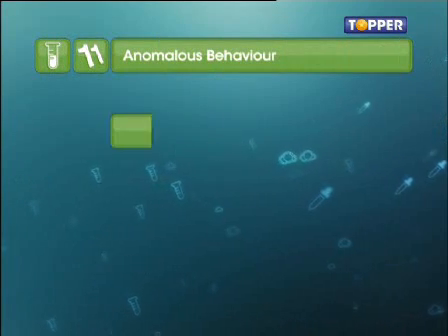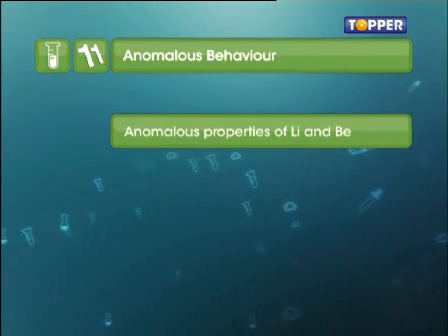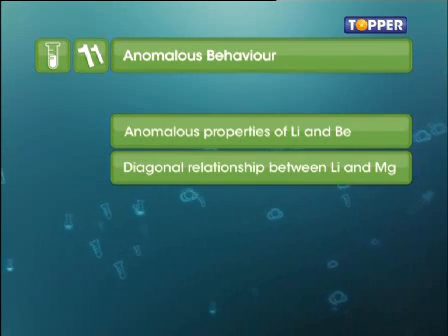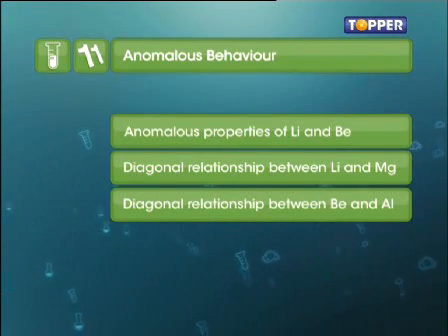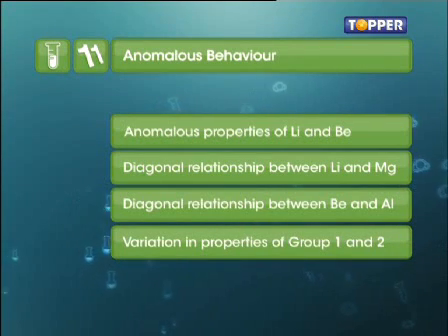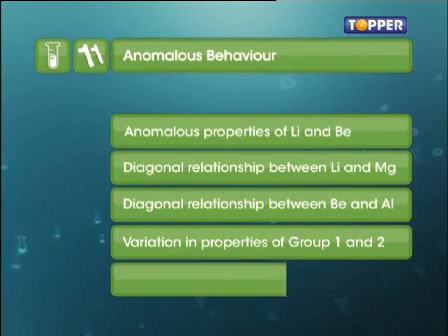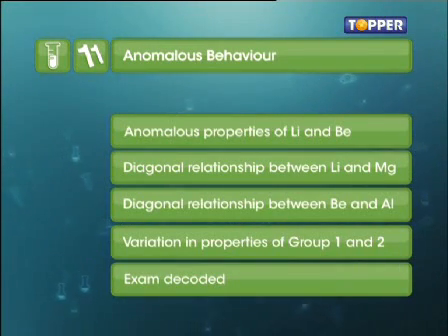S block elements are those in which the last electron enters the outermost s orbital. Today, we will learn about the elements of this block. We will begin with the anomalous properties of lithium and beryllium, the diagonal relationship between lithium and magnesium, and between beryllium and aluminum. After this, we will discuss the variation in properties of group 1 and group 2 elements. And finally, we will look at some important questions in the exam decoded section.